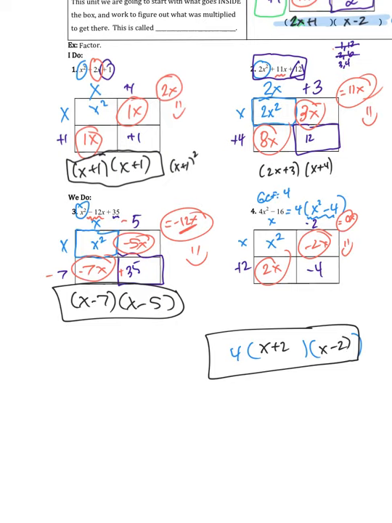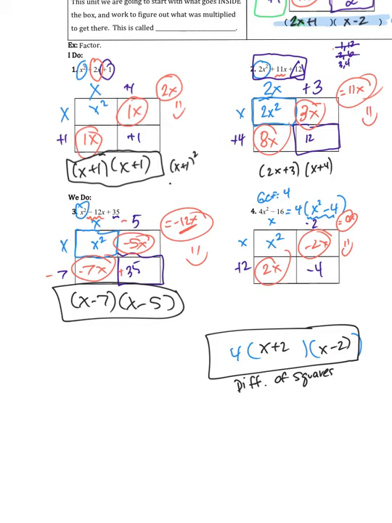So 4 times the quantity x plus 2 times the quantity x minus 2, that's going to give us our factored version of 4x squared minus 16. And you may remember from last unit that this actually has a special name. This is called the difference of squares. And I'm going to talk about that in my video for the next section. But it is great to notice.